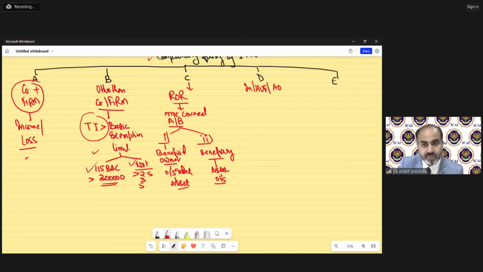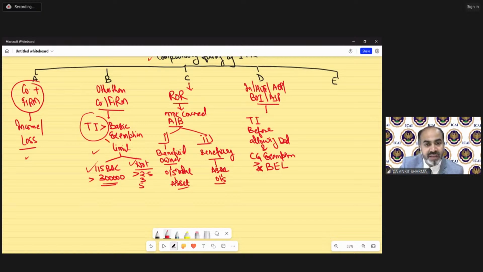HUF, AOP, BOI, and AJP. Individual, HUF, AOP, BOI, AJP, if their total income, now that's a new concept, if their total income before allowing deduction and capital gain exemption exceeds, again the same thing, the basic exemption limit. That is the basic exemption limit.